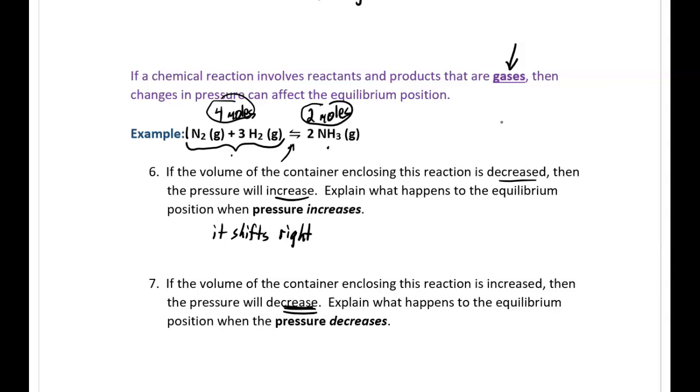Well, it's the reverse reaction that creates more particles. The reverse reaction takes 2 moles and changes it into 4 moles of something. So the equilibrium position will shift to the left. Another way to say that is the reactants are favored.